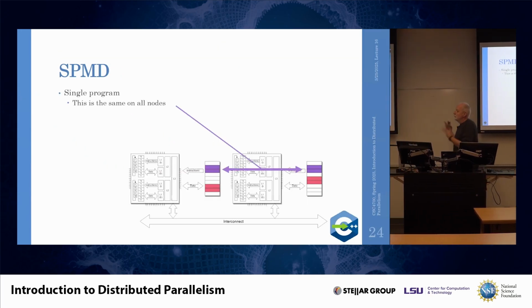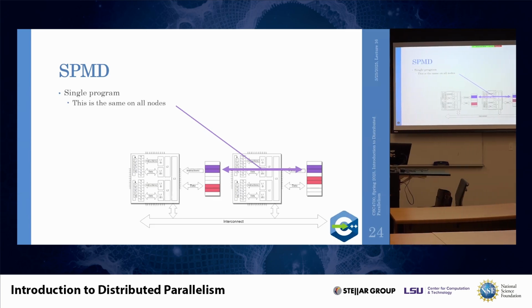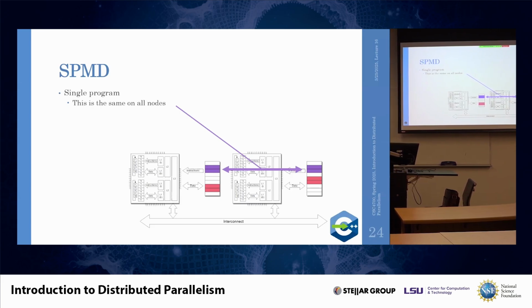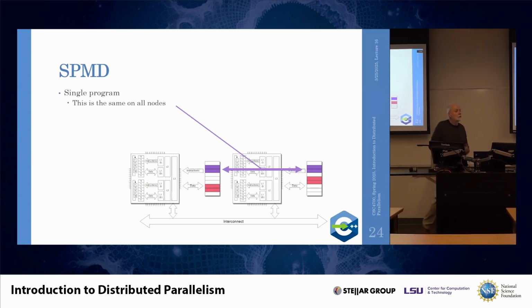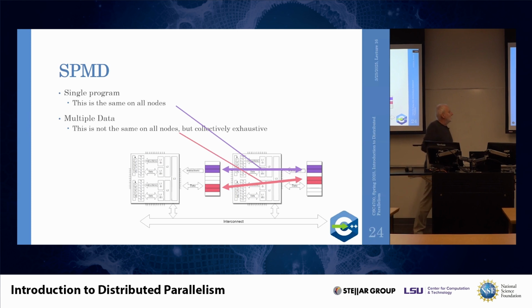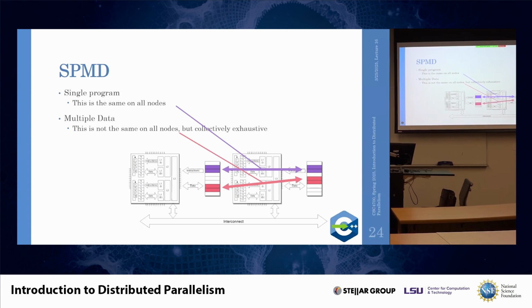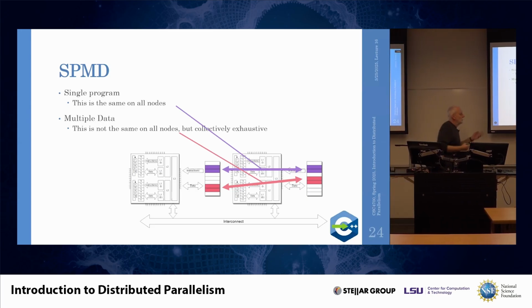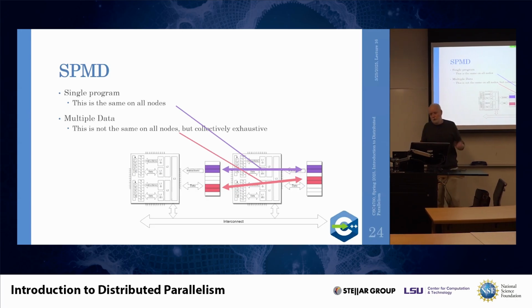Okay, so SPMD means you have several processes, each with its own memory, and you will run the same single program that runs on all the cores at the same time, on all nodes. But you have multiple data in the sense that the data is not the same across all the nodes. So each of the nodes has its own piece of the data, but uses the same code to operate on that.